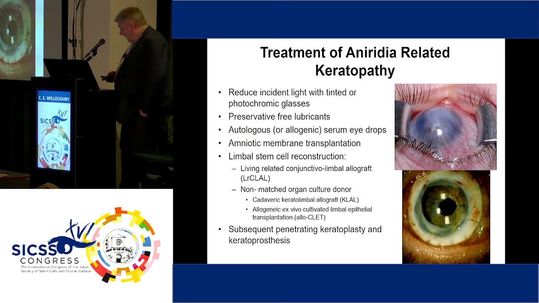The treatment for aniridic keratopathy is challenging. You can use reduction of light, so tinted lenses or photochromatic lenses, preservative-free lubricants, autologous or allogenic serum, amniotic membrane. We discussed yesterday reconstruction of the limbal stem cell population, and then potentially subsequent PK or keratoprosthesis. But all of these maneuvers usually require intensive immunosuppression and have significant clinical challenges.